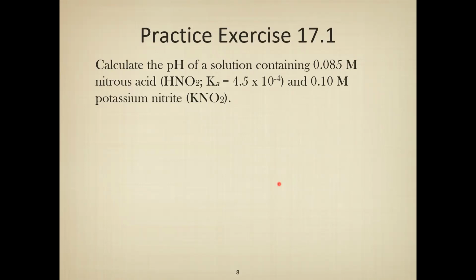So if you want to practice with this one, it's going to be kind of the same idea. So we're going to have to do our ice table. We've got a common ion with the NO2 minus, so that nitrite ion in potassium nitrite and nitrous acid. But if you want to work through this one on your own, just pause it, or you can pause it at any point if you need a little help getting it started, feel free to do that, or if you want to try it completely on your own.